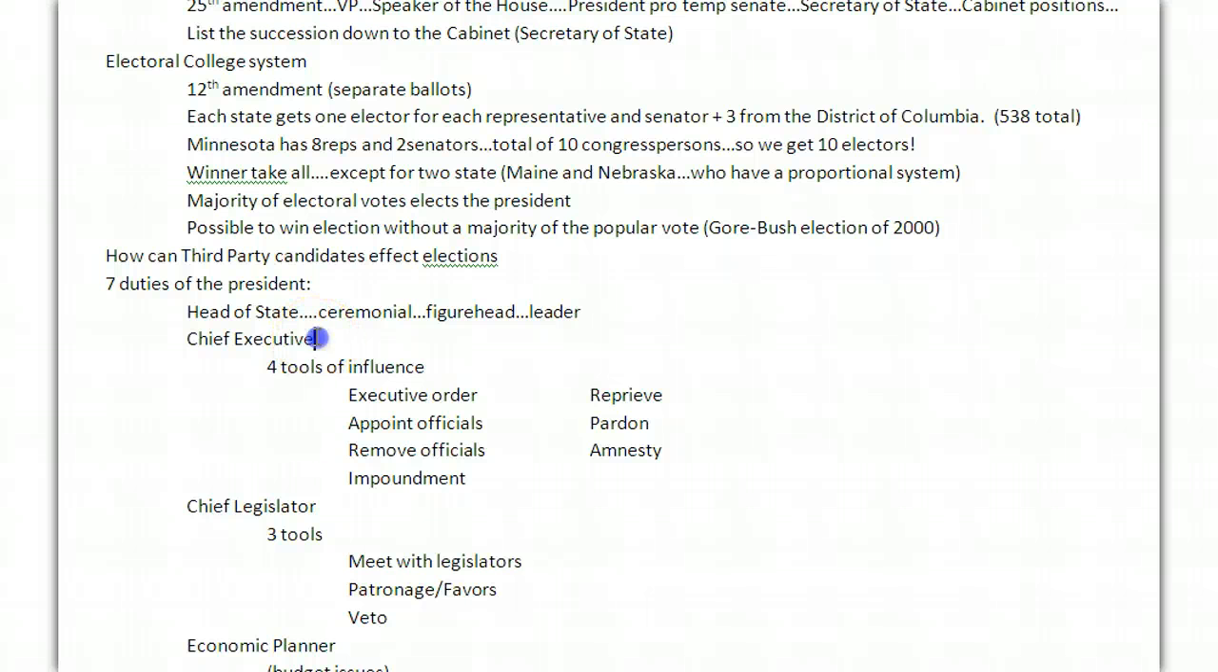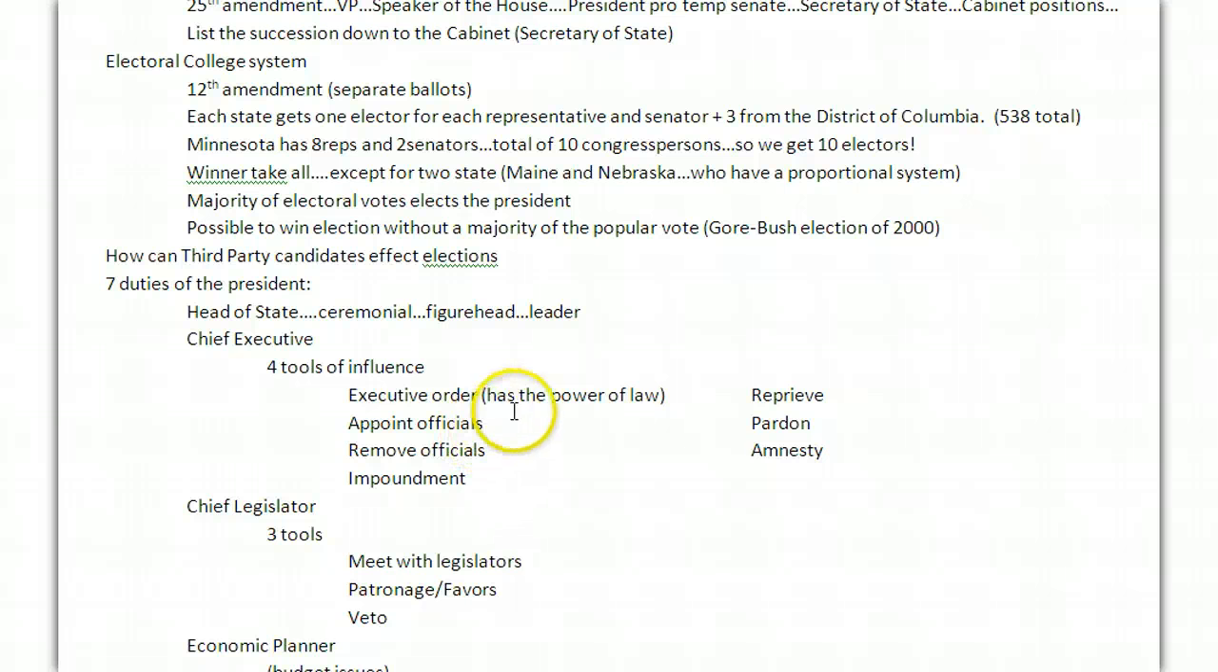The more formal position, the chief executive, is where he's the person that executes or makes the laws happen. The tools that the president has are fairly limited, however. He does have the power of executive order, which has the power of law. And we have to do some formatting here, don't we?